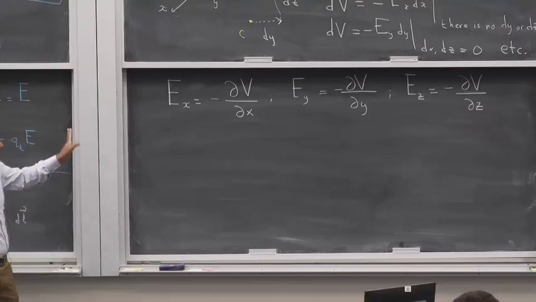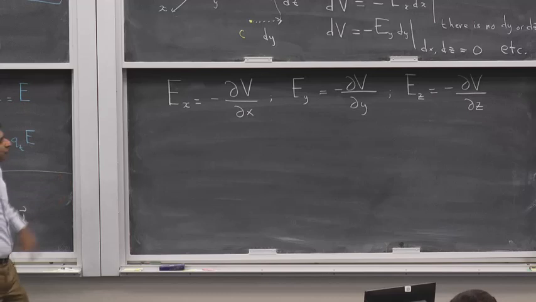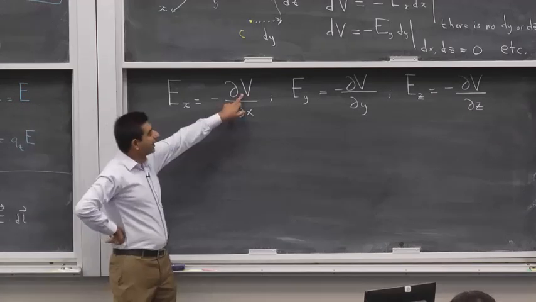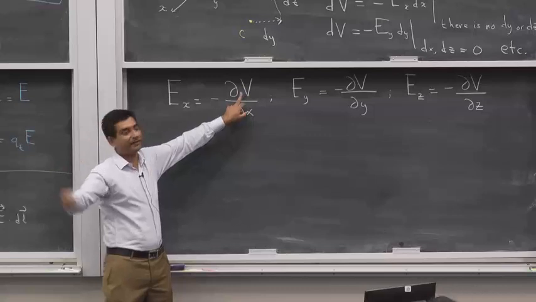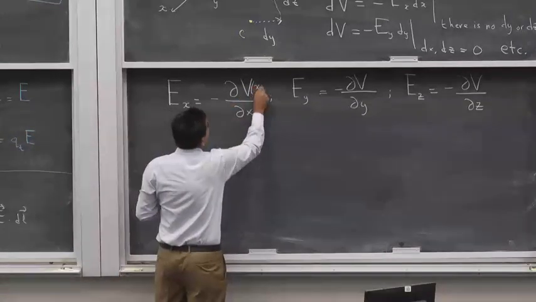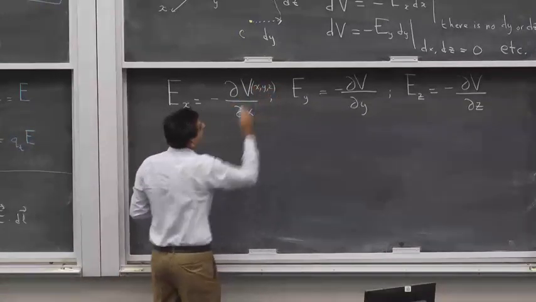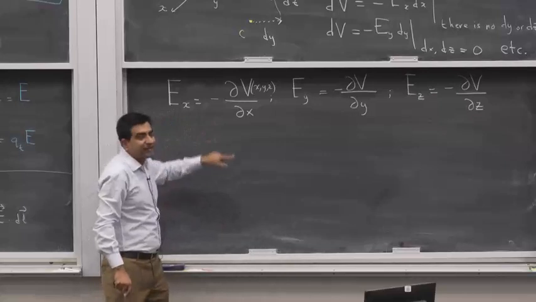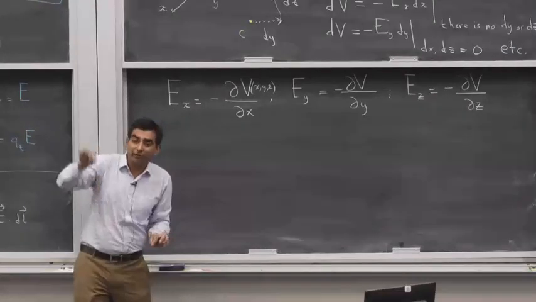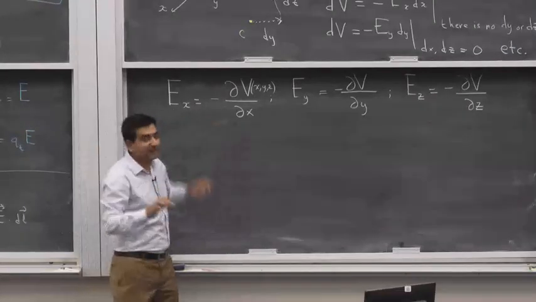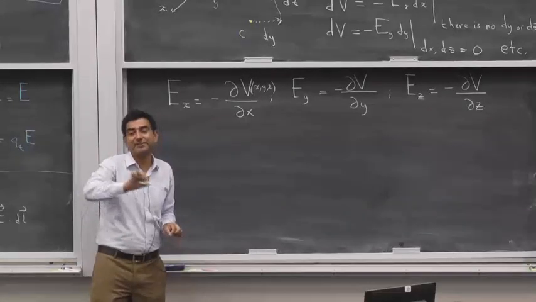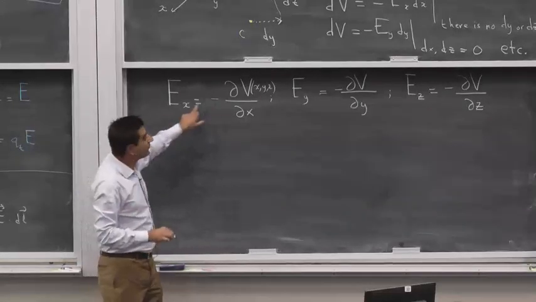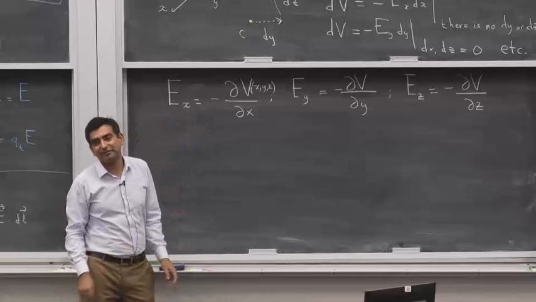Okay, so we have these three scenarios. What we have is that you take a scalar potential which exists in three-dimensional space. It is a function of x, y, and z. You differentiate this with respect to x only. These partial derivatives mean you differentiate only with respect to x, keeping y and z constant. You take the negative, and you will get the electric field along x.